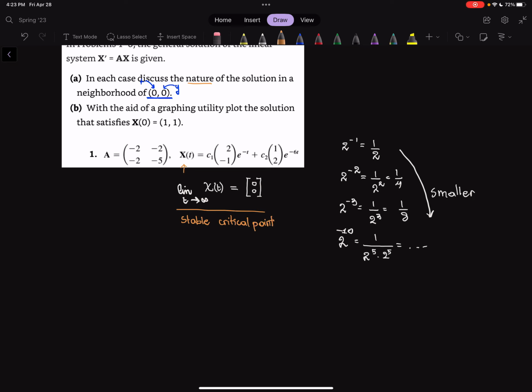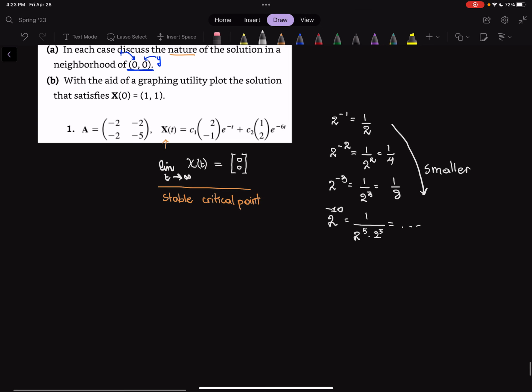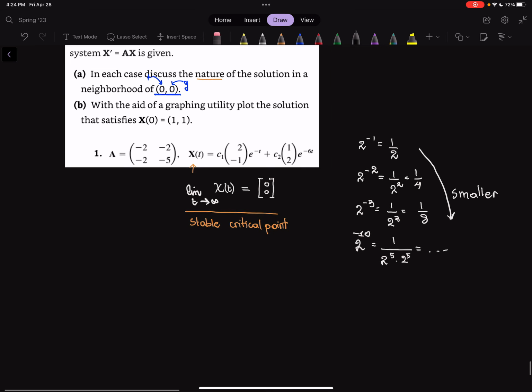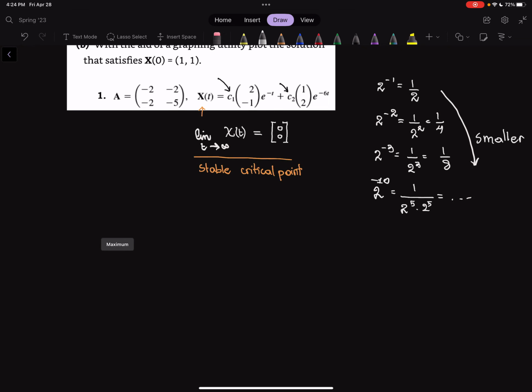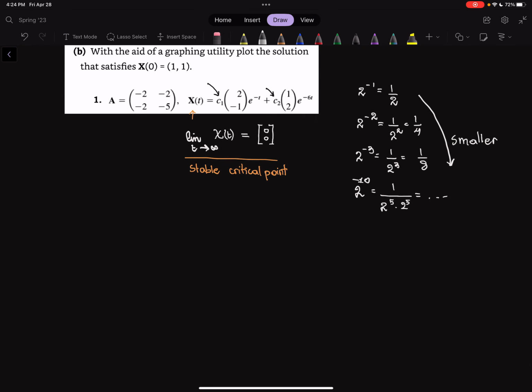Now, let's look at B. With the aid of a graphing utility, plot the solution that satisfies x of 0 equals 1, 1. Okay, so with the aid of a graphing utility, we want to plot this. Well, the first thing that we need to know is the values for C1 and C2, because those are going to incorporate this initial condition, which is going to allow us to actually tell the graphing utility to compute that.